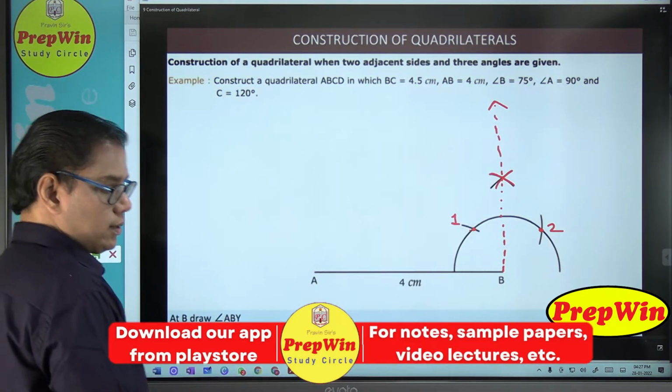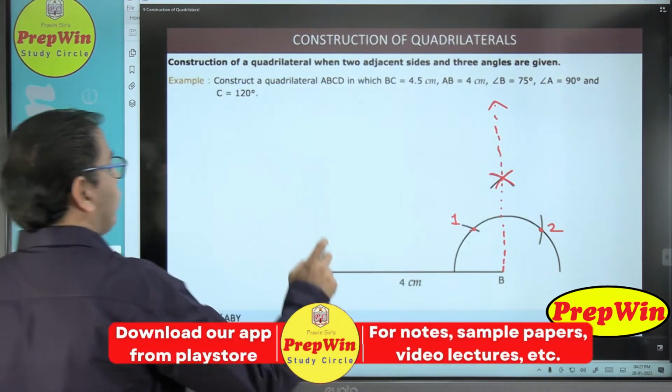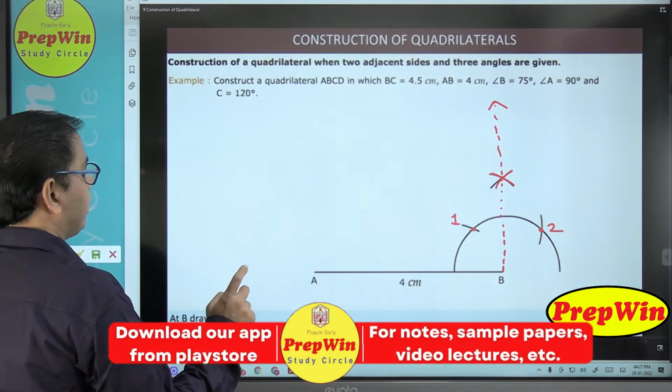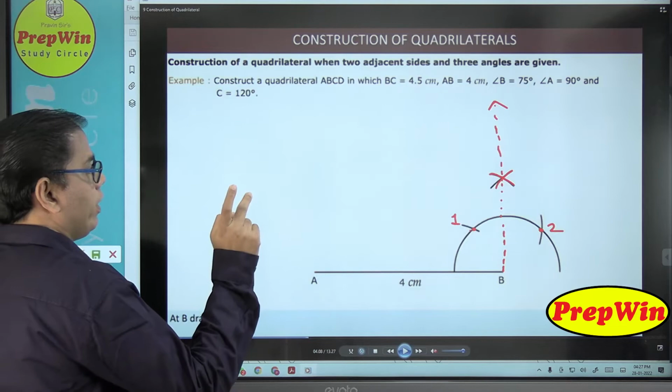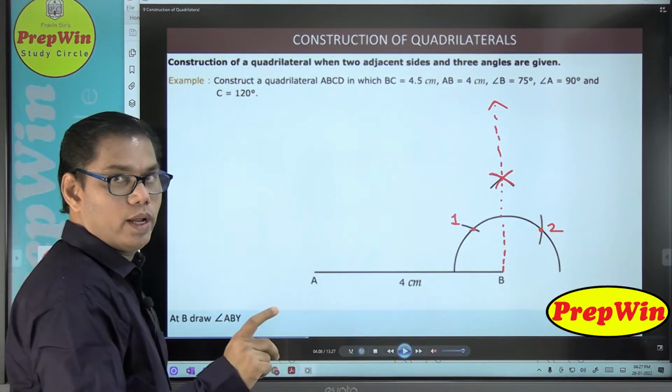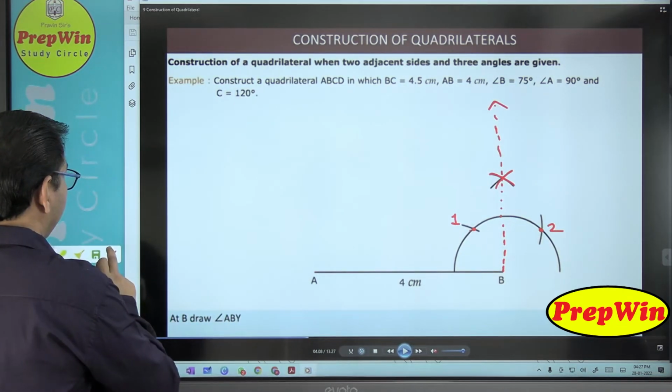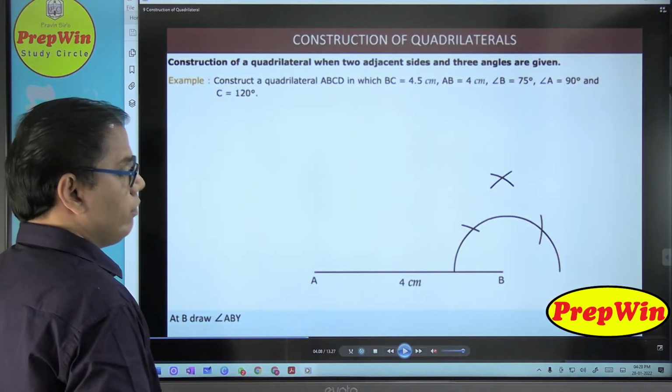Correct? Now have you done this? Please be sensible where you are placing your pointer. The pointer is very important. From which point, where you place your pointer and you draw your arc, that's very, very important. Can we continue? Yes.